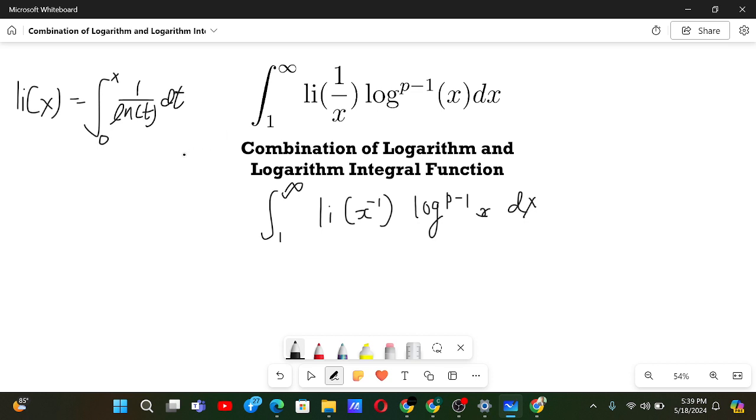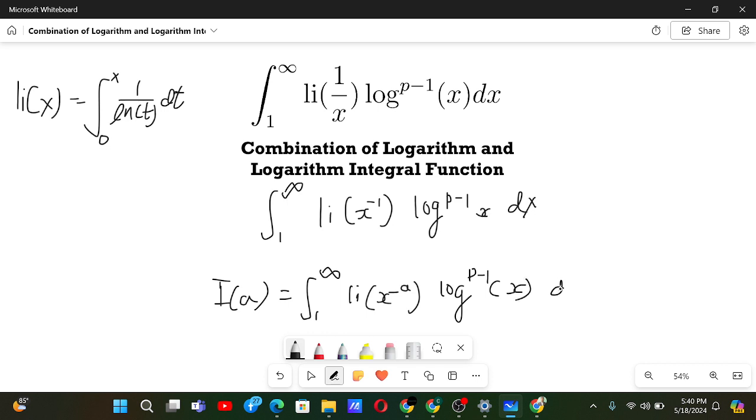Now, there's something to notice. To solve this integral, I am basically going to make a new integral where I will use Feynman's technique. There's a reason behind doing that, and I will assume that I of a is the integral of Li of x to the power minus a, and then log of x to the power p minus 1, and then x dx.